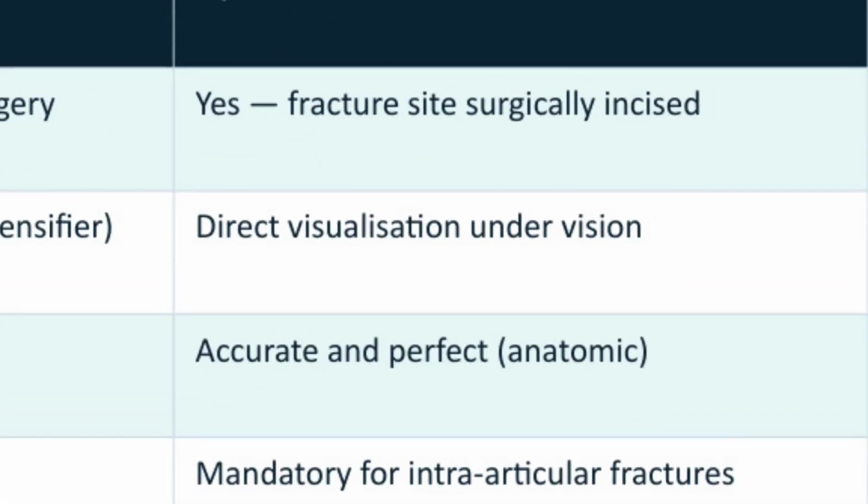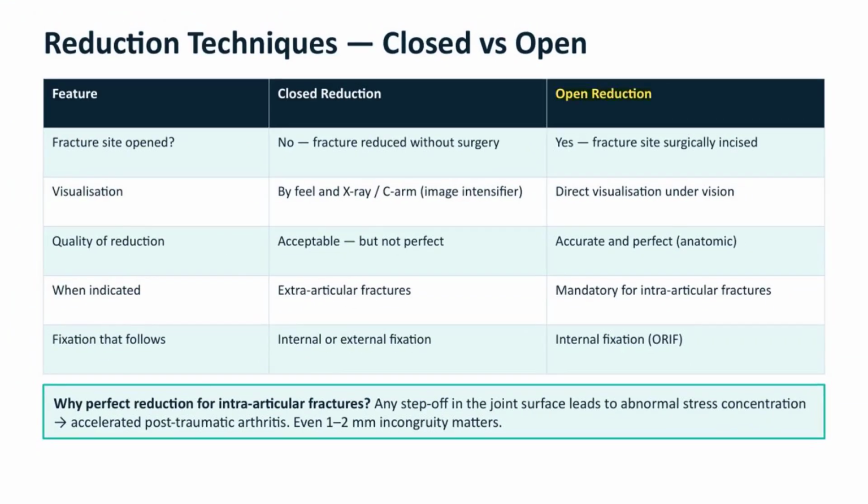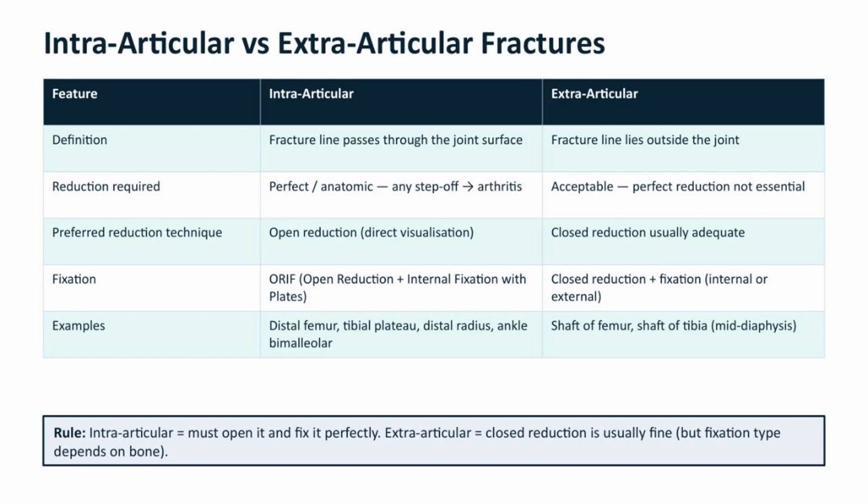It is suitable for extra-articular fractures. Next, open reduction. The fracture site is surgically incised, and the fracture is visualized directly. Fragments are reduced under direct vision and fixed internally. It gives an accurate and perfect reduction, and it is mandatory for intra-articular fractures. Now let's compare intra-articular and extra-articular fractures.